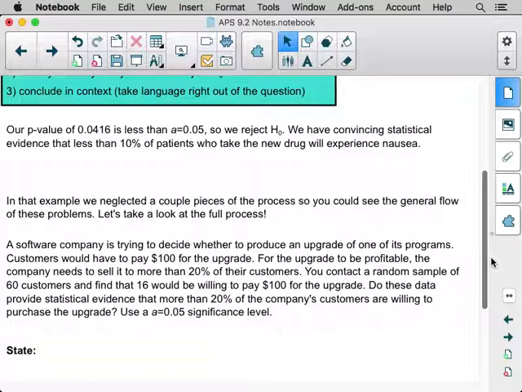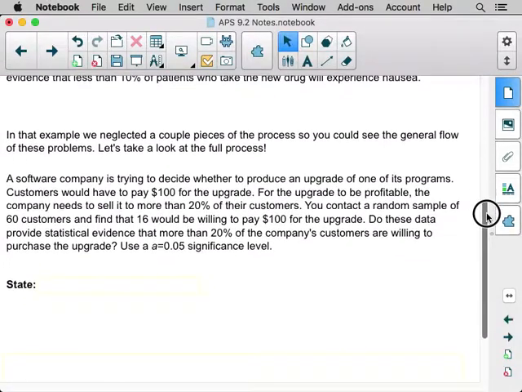So that's just to give you a little bit of basis on what we're doing. Now let's actually do this as the 4-step process so you can really see how this unfolds. Okay. So our next example.